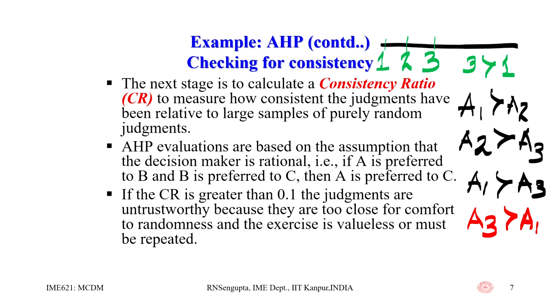If the CR, which is the consistency ratio, is greater than 0.1, the judgments are untrustworthy because they are too close for comfort to randomness, and the exercise is valueless or must be repeated, and the questions may be asked by the decision maker, or the decision maker should analyze repeatedly.